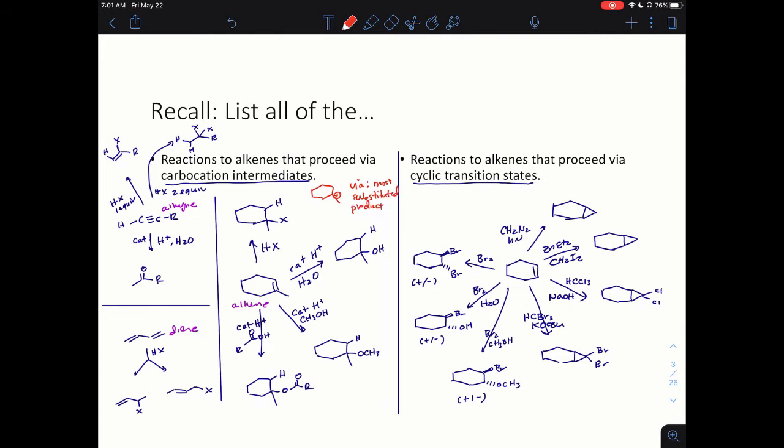For example, we would not observe any of the less substituted product, this one, the secondary alkyl halide. We also needed to be aware of rearrangements of carbocations.